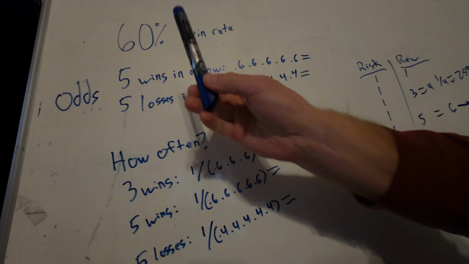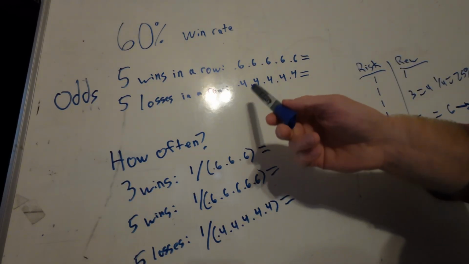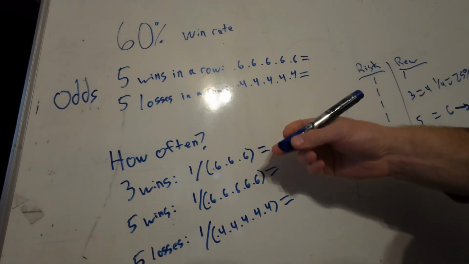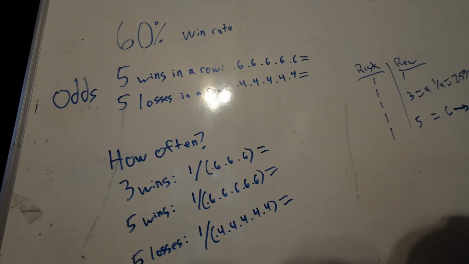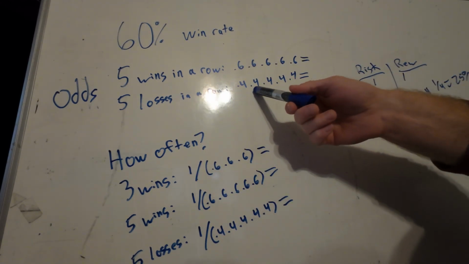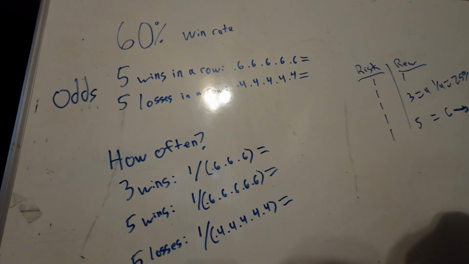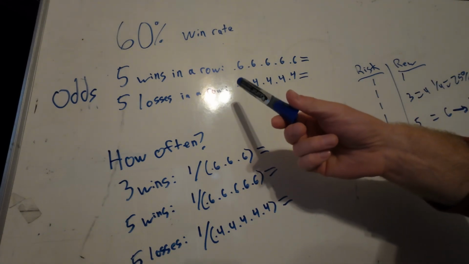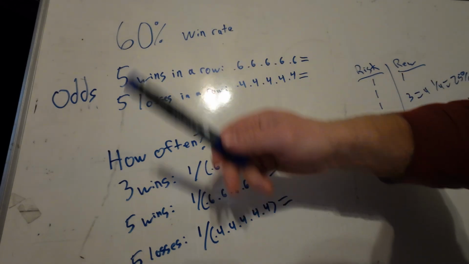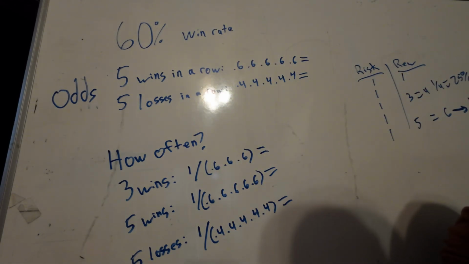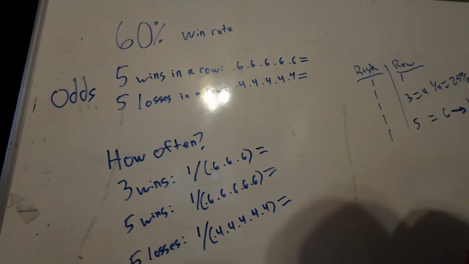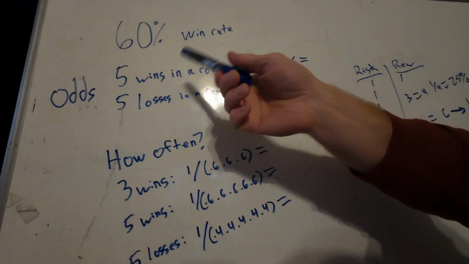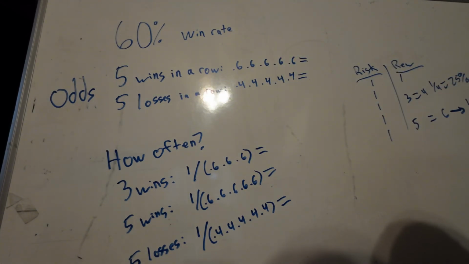What are the odds of winning 5 times in a row? Sometimes that's good to know. You do 0.6 times itself 5 times. That's how probability is created, and that's going to be very low. For 5 losses in a row, it's 0.4 times itself 5 times, because you're more likely to win. That's going to be lower. They're both going to be very low because 60% is not too far away from 50-50. So that's how to compute how many times in a row things happen.